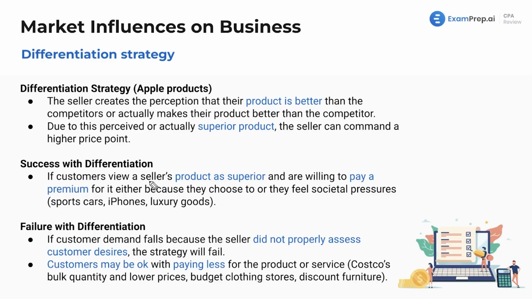Well, when do you have success with it? If a customer views the product as superior and they are willing to pay a premium for it, either because they choose to or they feel societal pressures, right? Oh, if you don't have an iPhone, you're not going to get those blue messages and be added to a group. Oh, no, that's the societal pressures right there. But for whatever reason, if this superior product perception or actuality allows customers to choose you, then sure, you're going to have success there. And they need to view it as superior and they need to pay a premium for it.